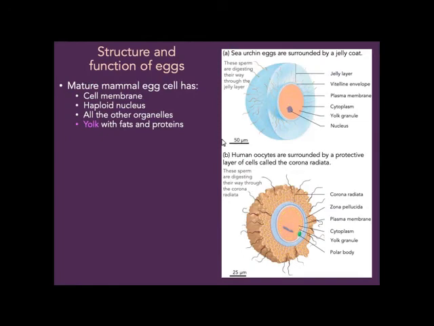Okay. Let's talk about the structure and function of eggs. So if you have a mature mammal egg cell, it should have the things you would expect, like a cell membrane. It should also have a haploid nucleus, right? So that nucleus is haploid because it's a gamete, it's an egg cell, right? It should have all of the organelles that you would expect inside the cell. But the other thing is that it should have a yolk with fats and proteins that are going to be used to nourish the offspring.